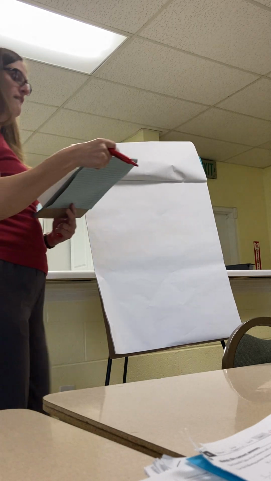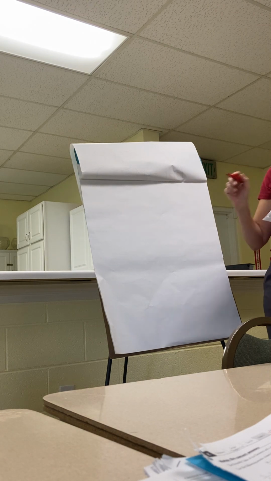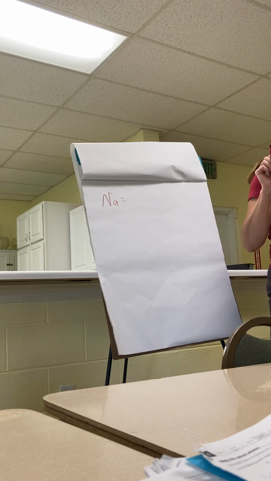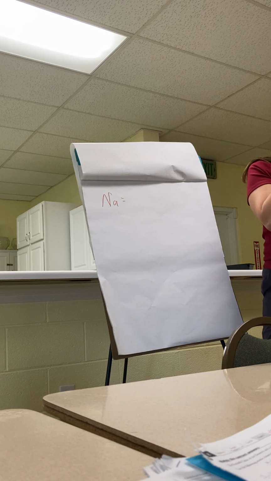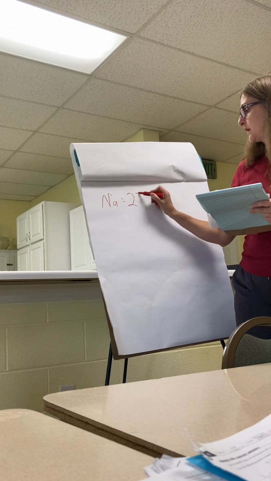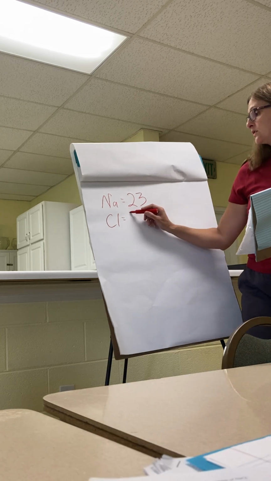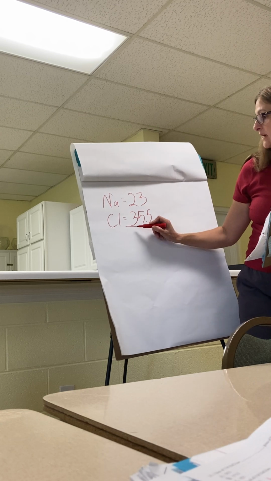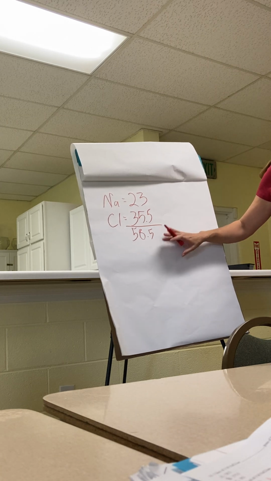All right, so let's start by finding out the molecular weight, molecular mass of sodium chloride. So sodium weighs how much? I actually don't have that one memorized. How much? 23. Chloride weighs 35.5. So adding that together is 58.5. Now that would be your grams in 1 mole.